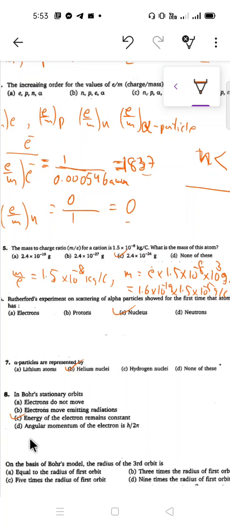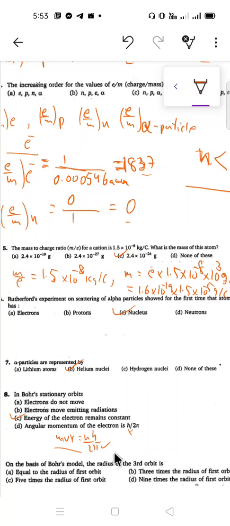Next, you can look into the matter. Angular momentum of the electron is h by 2 pi is also not correct. It is not correct because mvr is equal to nh by 2 pi, not h by 2 pi.